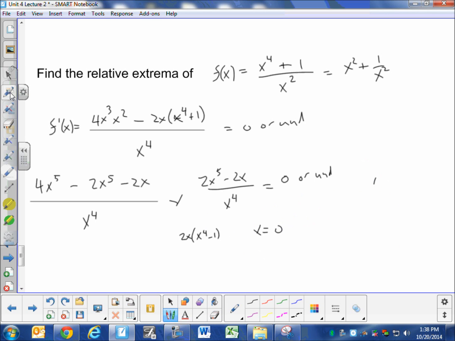Split this up. So we get x equals 0 from this one. This one set equal to 0, I also get 0. But I can factor this to be x squared plus 1, x squared minus 1.